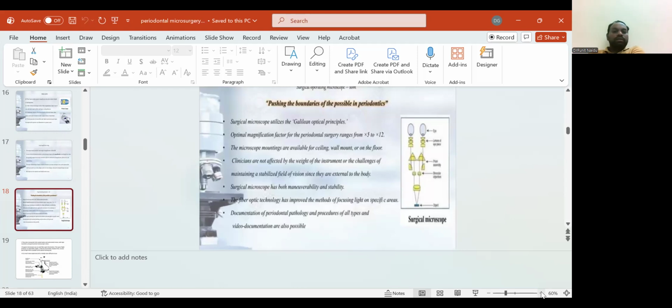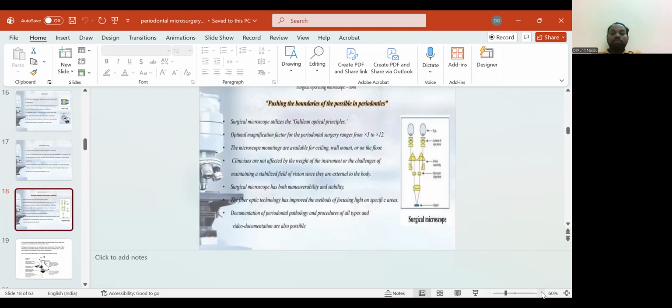Till now, we discussed the loops. Now coming to the surgical microscope, which is the second component of magnification. The surgical microscope uses the Galilean optical principles. The optical magnification for periodontal surgery ranges between 5 to 12 times.